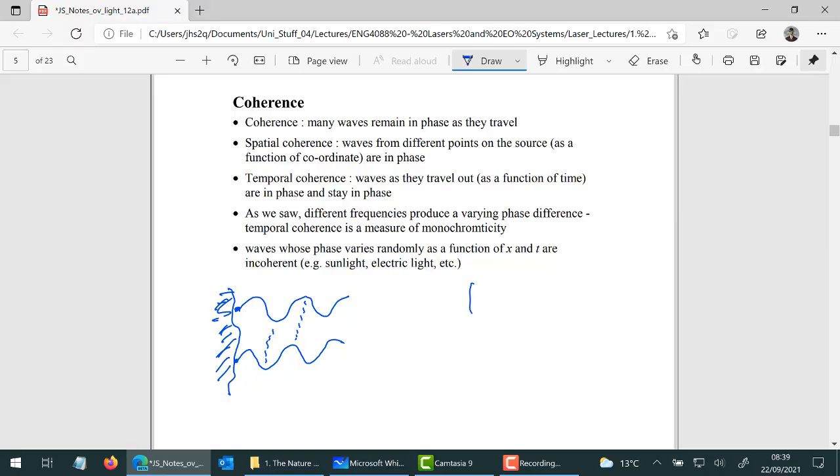Temporal coherence is if, for example, again we have some sort of surface, and that surface is again giving out some light. If we send out some wave at t equals 0, and then we wait for some time, so that when t is equal to some integer multiple of the period, again the waves stay in phase with each other, and they're temporally coherent. They're coherent with time.